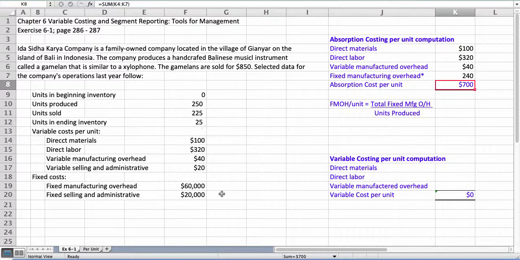Let's do the same for the variable cost. Direct materials, yes. Direct labor, yes. Variable manufacturing overhead, yes. And that's it. So the variable cost per unit is $460, whereas absorption cost per unit is $700.